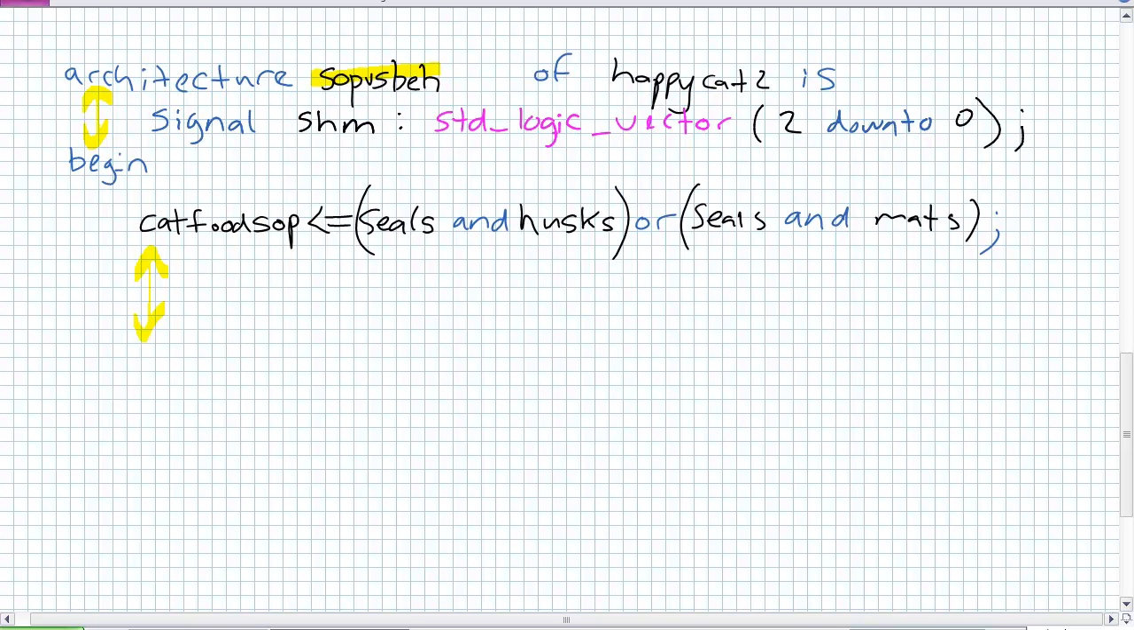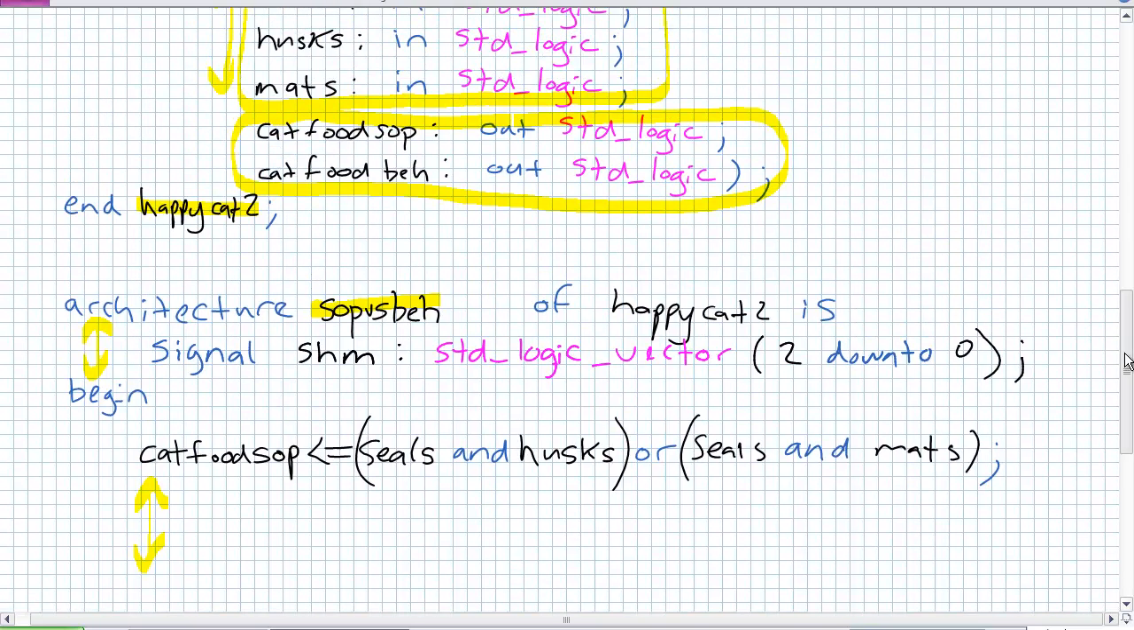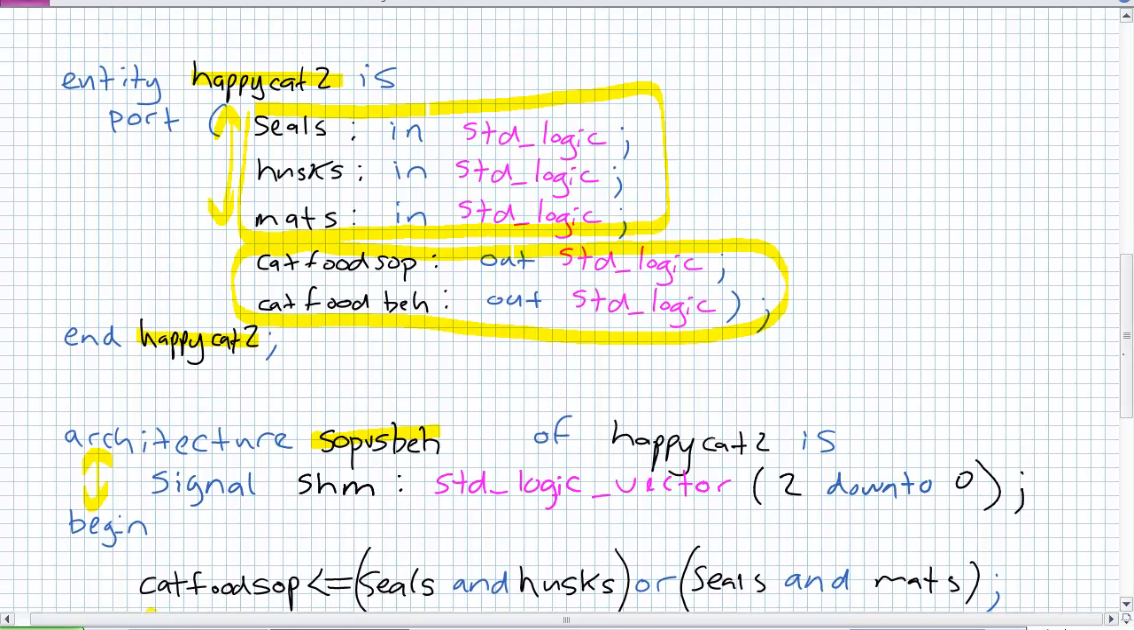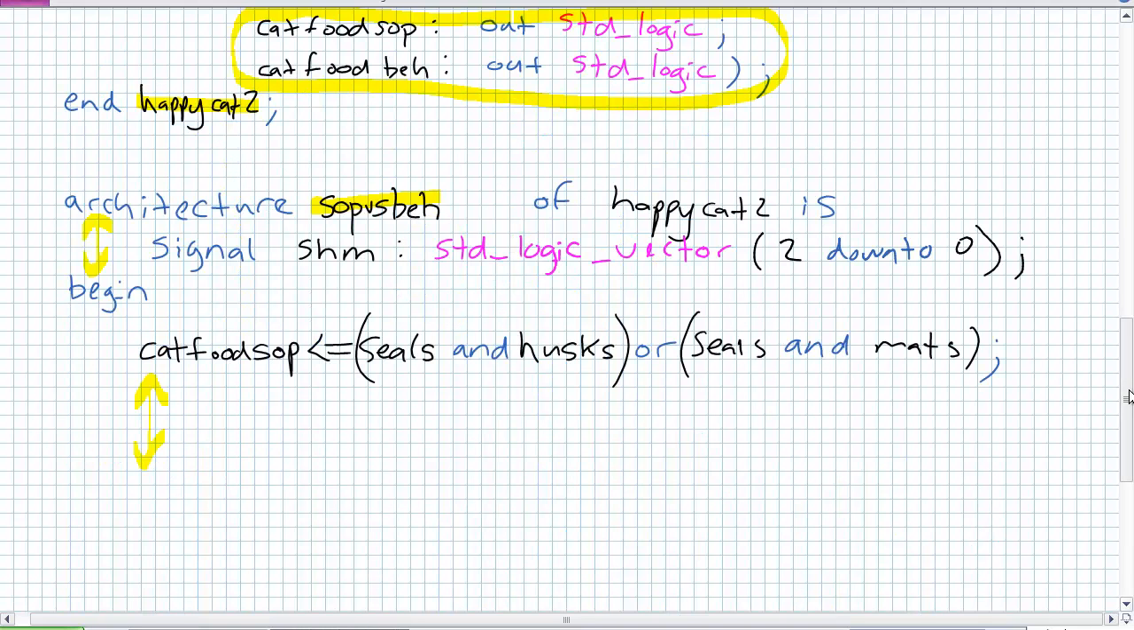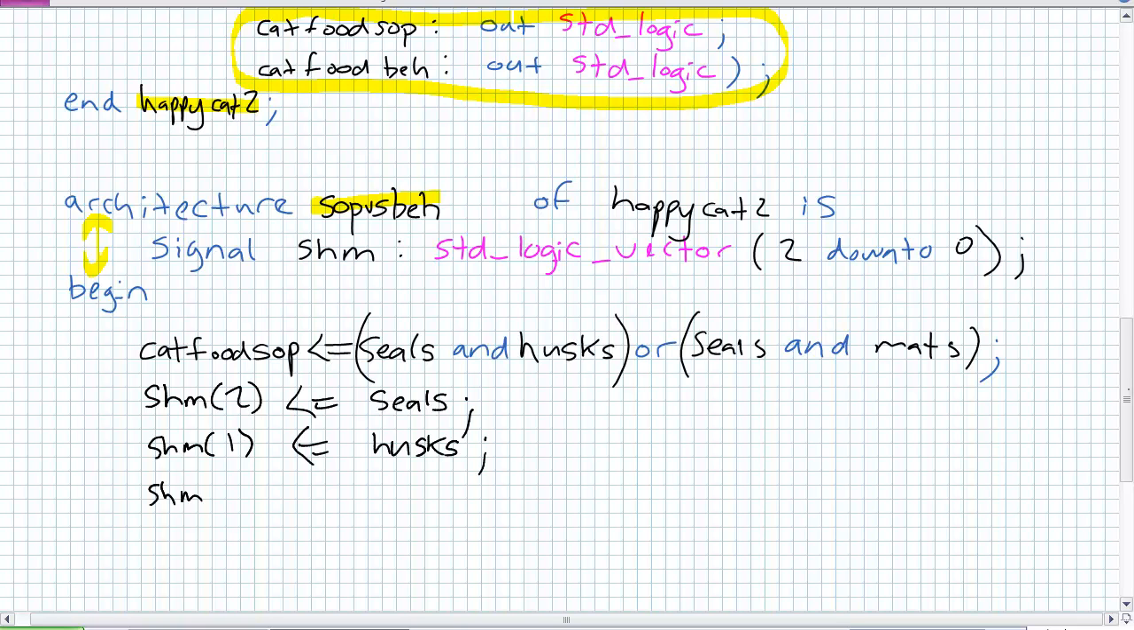Now I've got to do something with that signal. What I could do is assign seals to the MSB, i.e. SHM2, husks to SHM1, and mats to SHM0. How do we do that within the architecture statement? It's pretty simple, just like that assignment. I'm going to say SHM parentheses 2 assign seals, semicolon, SHM1 husks, SHM0 mats. Pretty cool, huh?